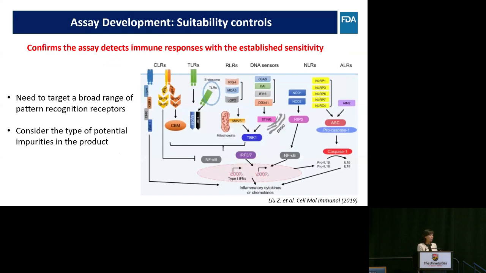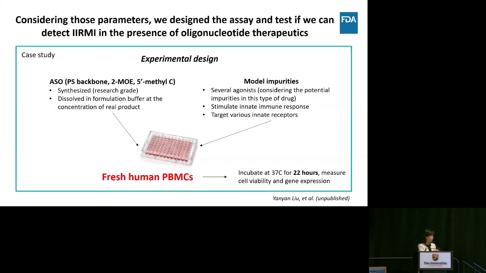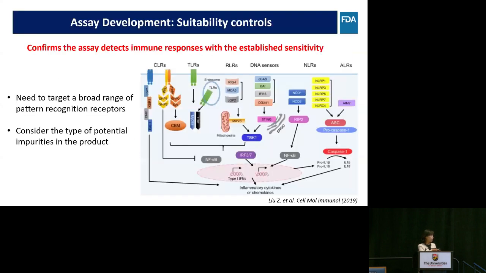Once you set up the sensitive assay, it's also important to check if your assay can capture a broad range of RMIs. So we are calling that the stability control importance. When you choose the stability controls, you need to think about whether they target a broad range of pattern recognition receptors, and the type of impurities in your product should also be considered.